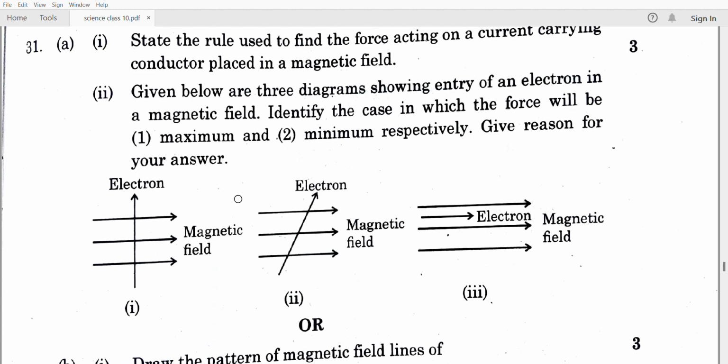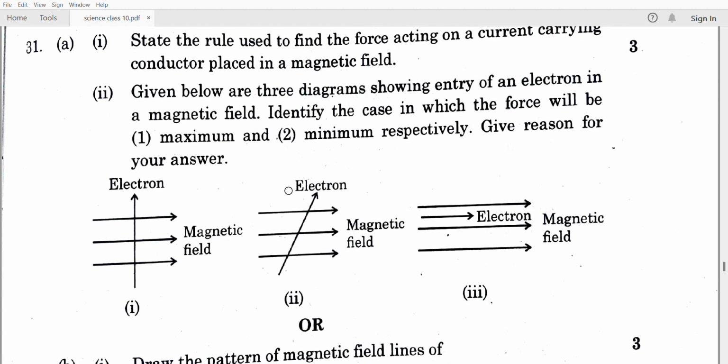Given below are three diagrams showing entry of an electron in a magnetic field. Entry of an electron. Remember, electron is going from negative to positive. Identify the case in which the force will be maximum and force will be minimum respectively. Give reason for your answer. As we know that the force will be maximum when all the three are mutually perpendicular. Like, you know, electric field, electric current and magnetic field are perpendicular to each other.